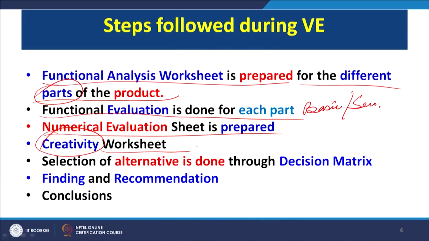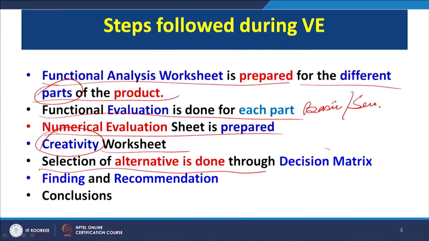Already we have taken a session on creativity. Here we already know this is the existing product, these are the various parts of the product, this is the cost of each and every part. Now we will try to use our creative skills to find out the alternatives. Alternatives may be in terms of alternate materials, alternate manufacturing processes, or alternate designs of the product, maybe we change the overall look of the product. So, we would like to create a sheet where we write all the alternatives. Then selection of the alternative is done through the decision matrix.